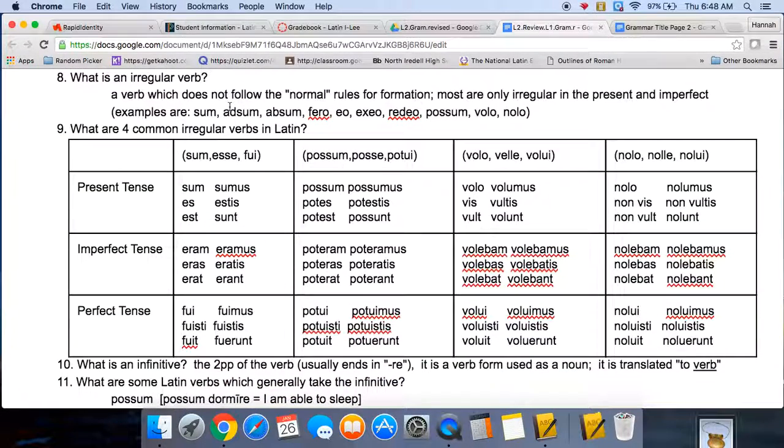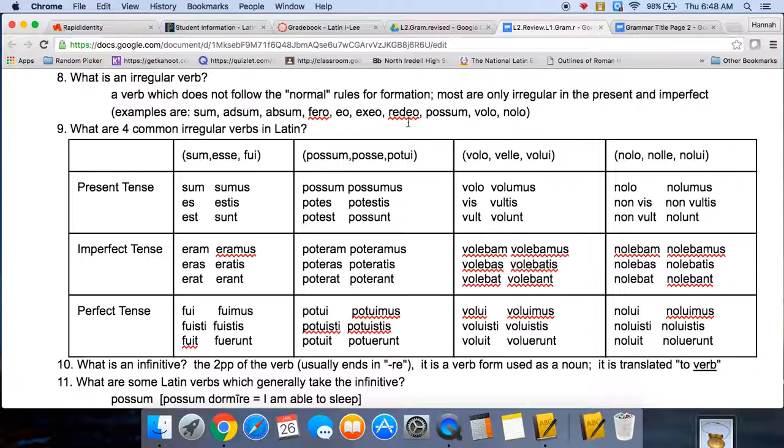Okay, the next thing for number 8, irregular verbs. Irregular verbs do not follow the rule. You had quite a few of them last year. You have sum, meaning am, adsum, am here, obsum, am away, fero, meaning carry or bring, eo, meaning go. You saw it spelled as it in Latin 1. Exeo, you saw it spelled as ex-it. It means to go out. So eo is go. Exeo with x is to go out.